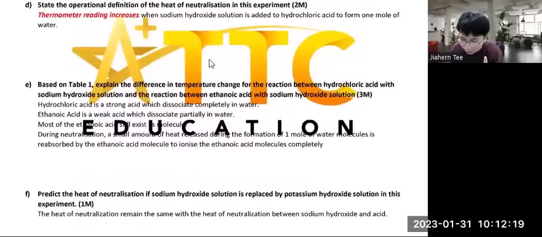They'll say, explain the difference in temperature change between the reaction of hydrochloric acid with sodium hydroxide and the reaction between ethanoic acid and sodium hydroxide. Technically, you're supposed to see more heat release, a higher value for heat of neutralization, for strong acid, and a lower value for weak acid. So they'll ask you why. Why does strong acid give more heat release? Why does weak acid give less heat release?